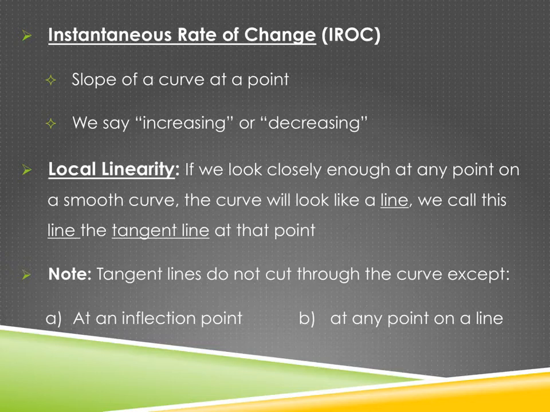There are only two places where tangent lines actually cut through a curve. One is at an inflection point. Remember, an inflection point is when you change concavity. And the second one is if you actually have a line to start with. So if you have a line to start with, then the slope of that line is, in fact, the slope you're talking about. It's the line itself.